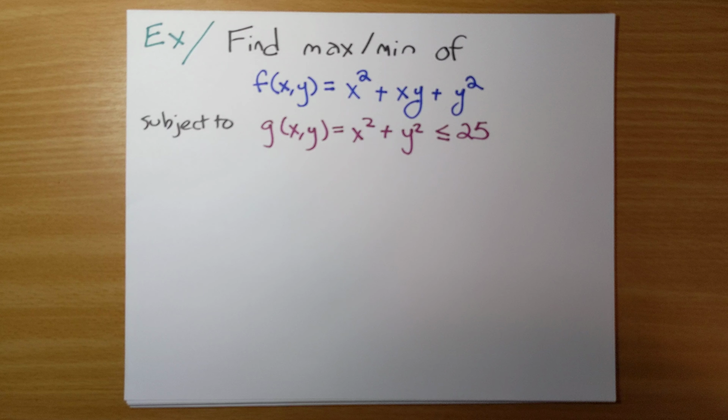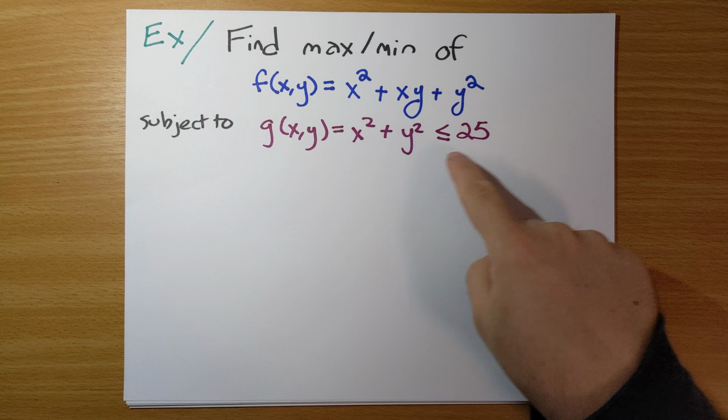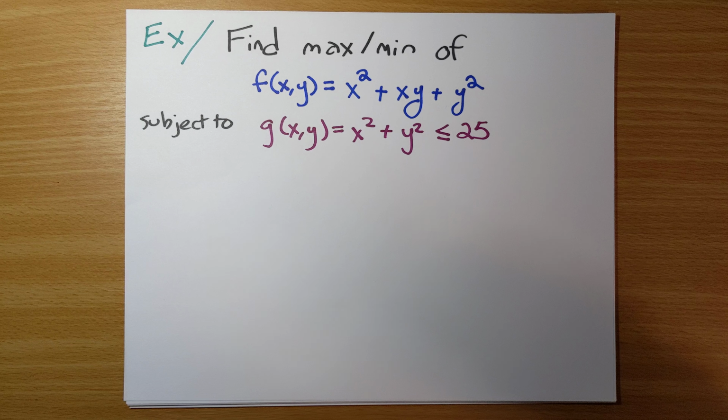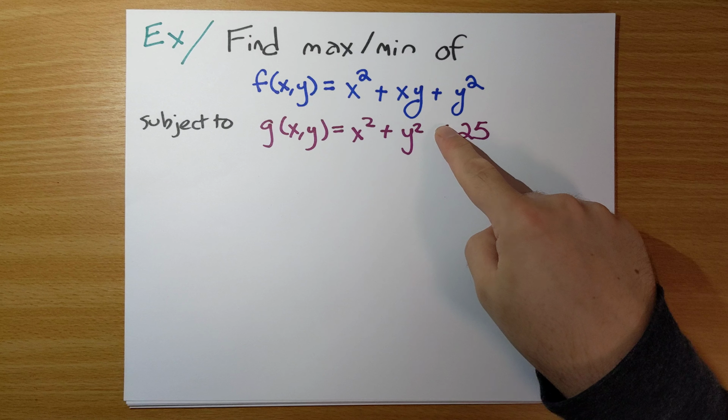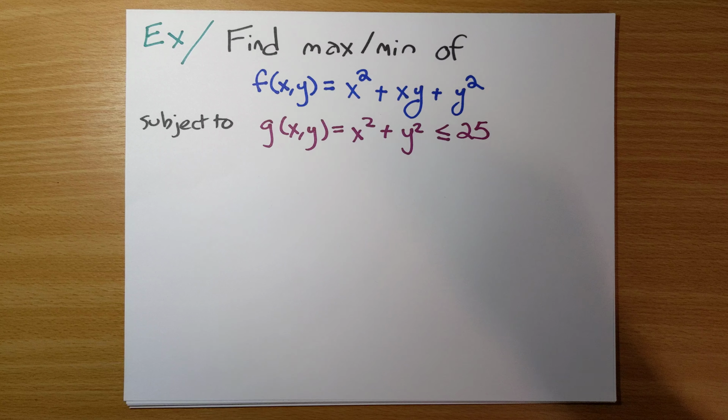Let's try this problem. There's a new little twist in it. Find the maximum and minimum values of f(x,y) = x² + xy + y² subject to the constraint g(x,y) = x² + y² ≤ 25. So what's the difference here compared to the previous problems we've done in this section? Our constraint is not an equals here, it's an inequality. It's a less than or equal to 25.